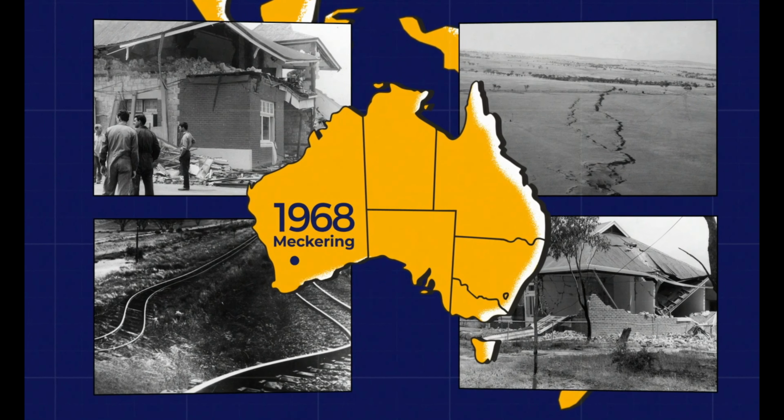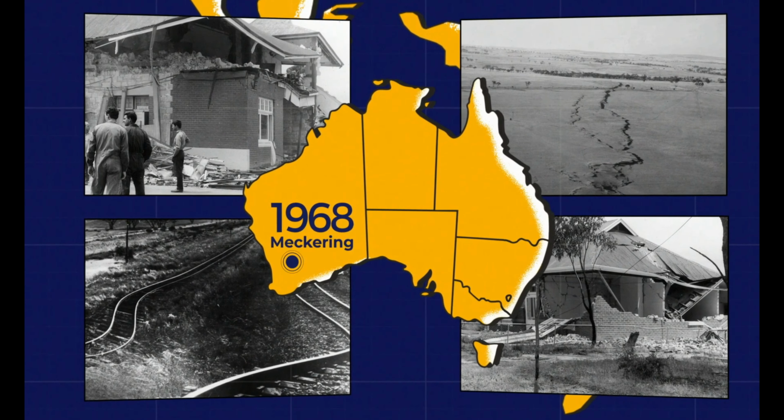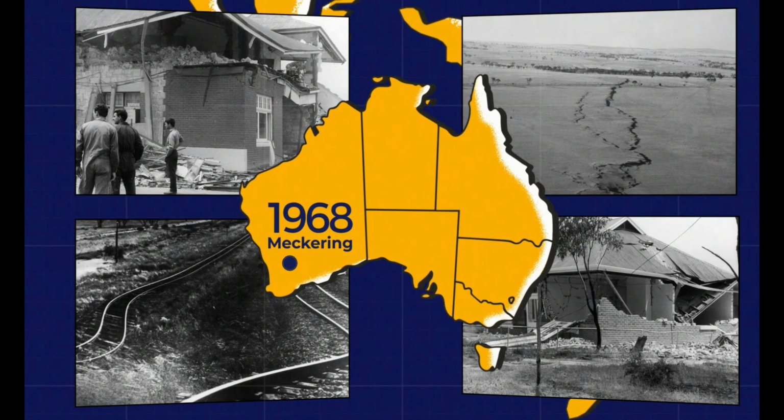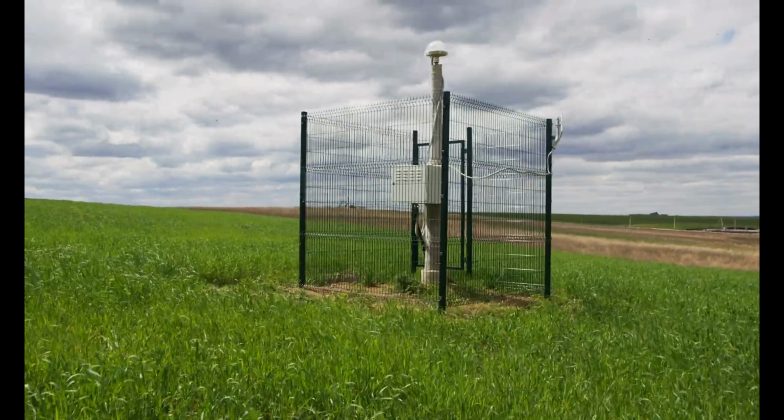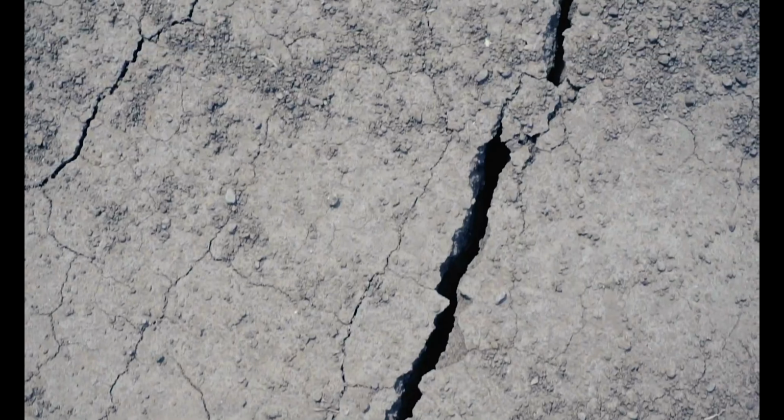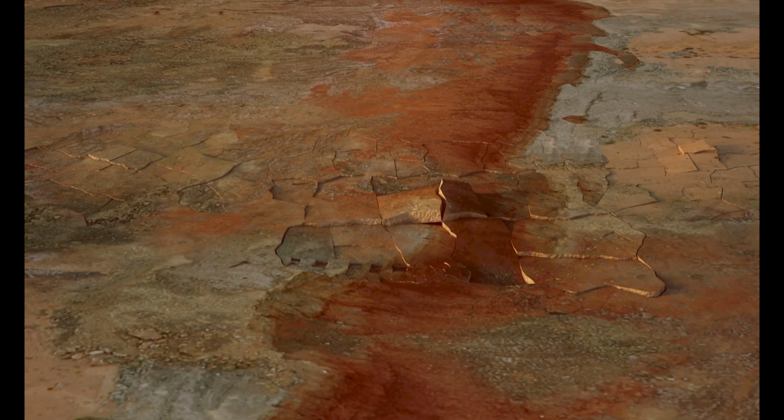This is what caused the 1968 Meckering earthquake in Western Australia, which had a magnitude of 6.5 and caused major damage to structures and infrastructure, including roads and railway lines, and injured about 30 people.